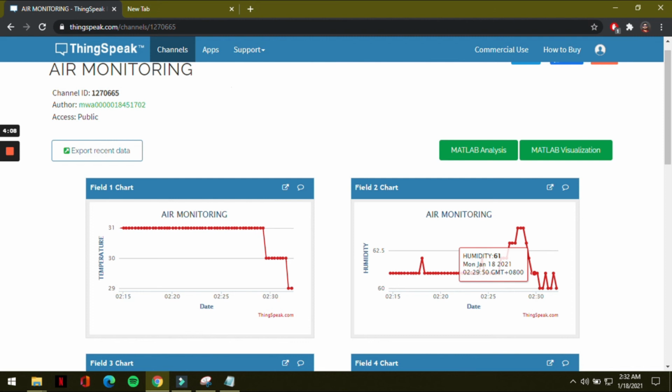Same goes to the humidity. All the data taken is real-time. This chart will stop taking data once the system has been turned off.